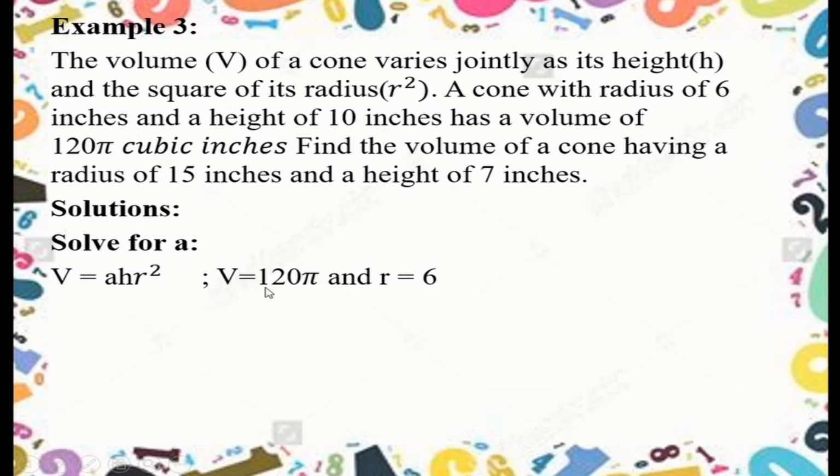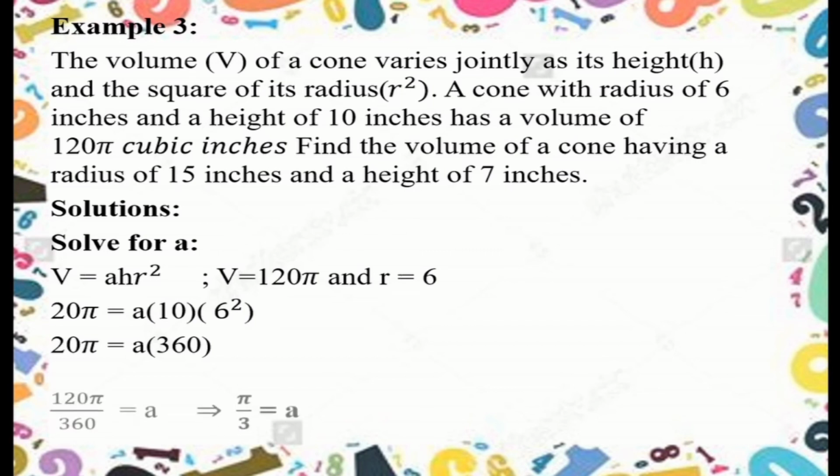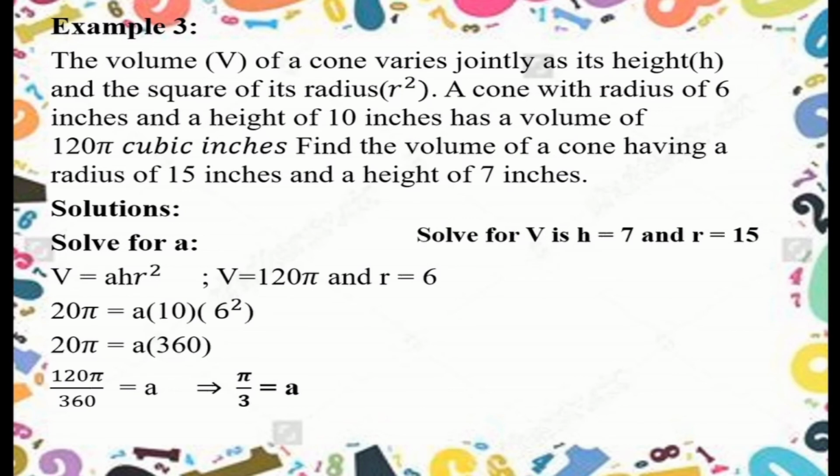Your V is 120 pi, your R is 6. Nandito po siya kanina. Ito. Solve for A. This is 120 pi, that is 120 pi is equal to A times 10 times 6 squared. Then 6 squared times 10, we have 360. Kasi 36 times 10, divide by 360. So, ang magiging value ni A is pi over 3. So, meron na tayong constant of variation. We'll need to solve for the volume if the height is 7 inches and the radius is 15.